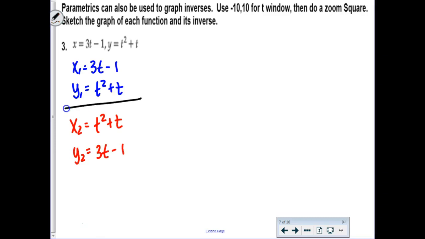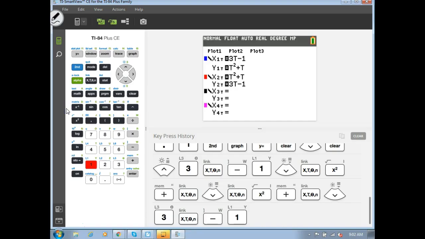All right, I'm going to pause the video for a moment so I can get these typed in. All right, so we have our original parametric function in x1 and y1, and then we have what we think is the inverse in x2 and y2. And we're going to graph them. And remember, one of the properties of inverse functions is they're reflections of each other off the y equals x line. So you should see this really cool symmetry across that diagonal identity function.